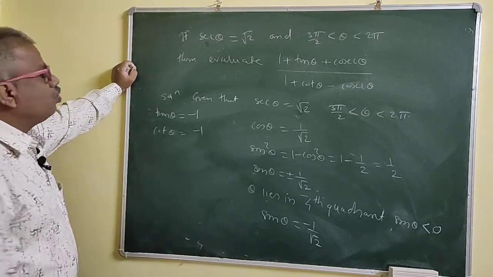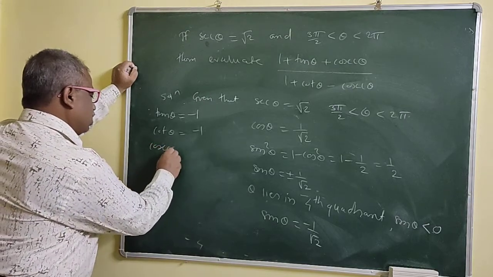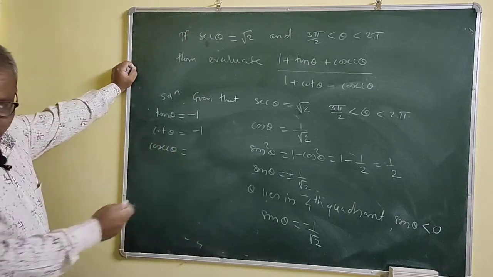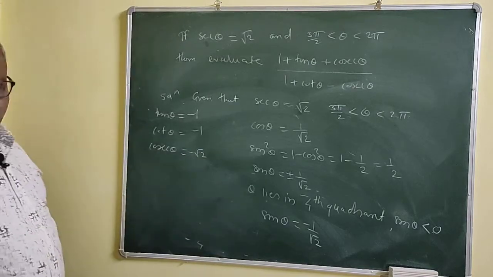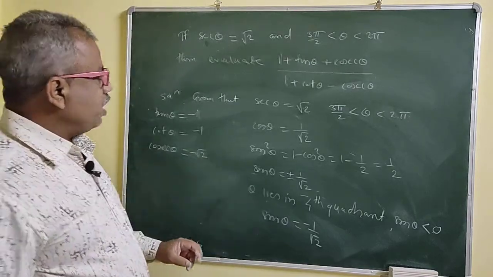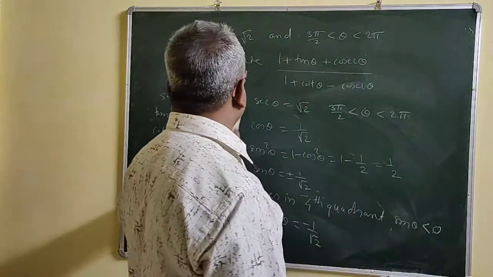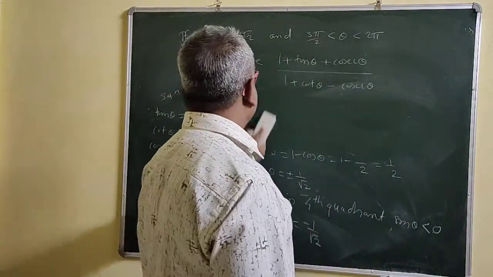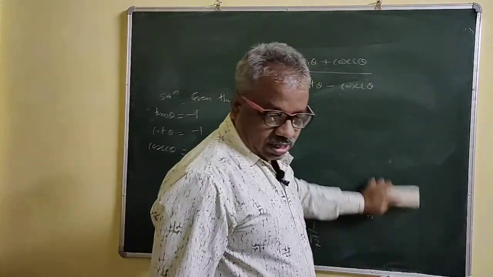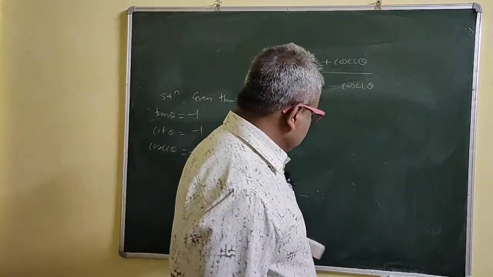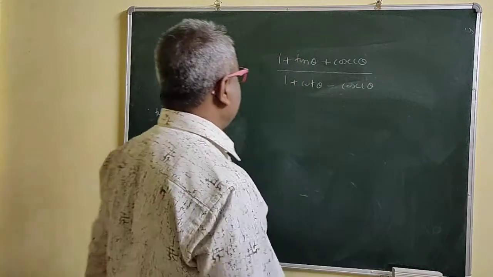Then you want cosec theta. Cosec theta is the reciprocal of sin theta. You have the value of sin theta, so this is minus root 2. So all values we have. Now we'll take our expression which you want to be valued. So 1 plus tan theta, write all the expressions, and then we'll substitute the values.